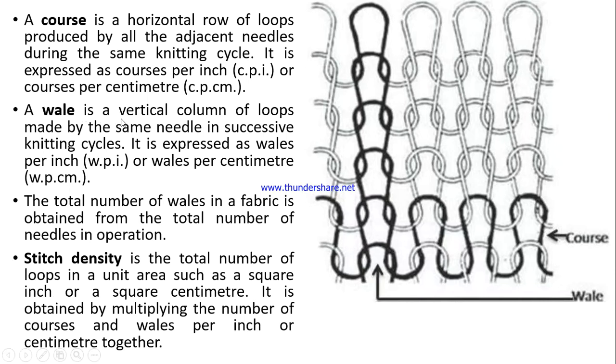And a wale is a vertical column of loops made by the same needle in successive knitting cycles. You can see the difference between the definitions of course and wale. A wale is a vertical chain of loops. The wale is produced by the same needle. The same needle is producing this vertical chain of loops in successive knitting cycles.